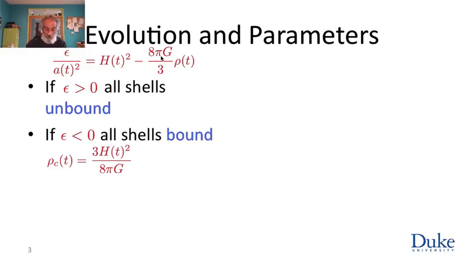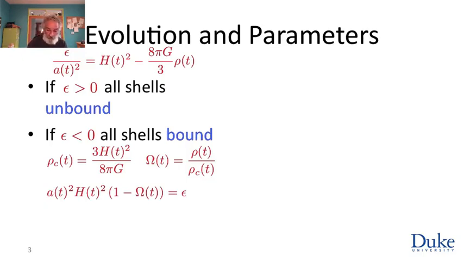And to make that even more stark, we're going to define a rescaled density, omega, which is basically the ratio of rho, the actual density, to the critical density determined by the current value of the Hubble constant. And in terms of this omega, we can factor out all of the 8 pi G and so on, and write an expression that says that a of t squared times the square of the Hubble constant times 1 minus omega, all of this becomes omega times H squared, and so a of t squared, H of t squared times 1 minus omega, is given by epsilon.